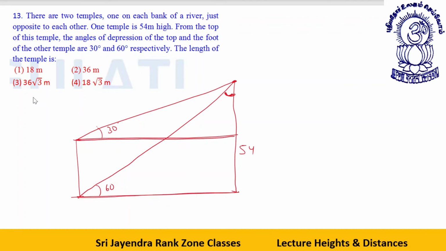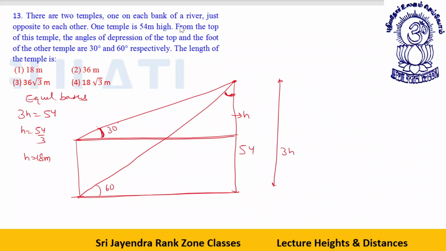We have equal bases. When we have equal bases, what will happen? The height opposite to 30-degree will be h, and the height opposite to 60-degree will be 3h. We have 3h is equal to 54. Okay, 3h is equal to 54. h is equal to what? 54 by 3, or h is equal to 18 meter.